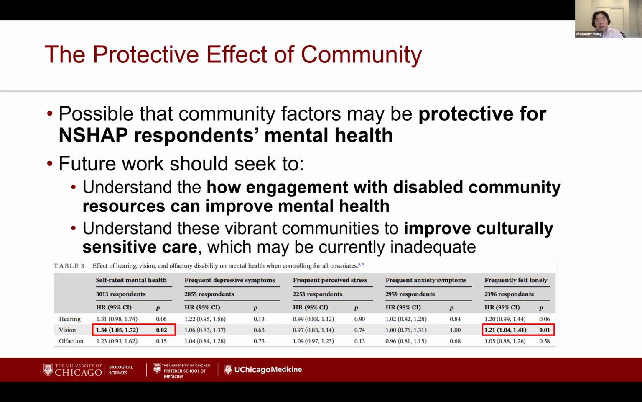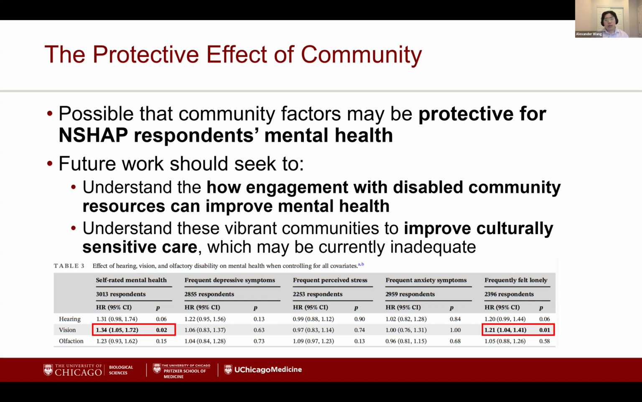And we're not able to really answer it with this current study, but I think it really begs the question and really, really should be investigated: how engagement with the disabled community or broader community at large, this sense of community, can be protective and improve mental health.